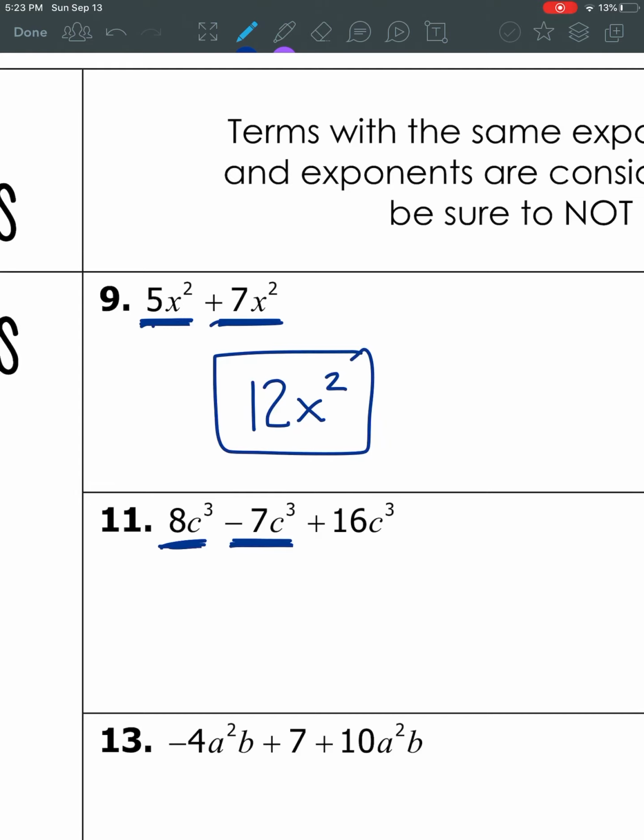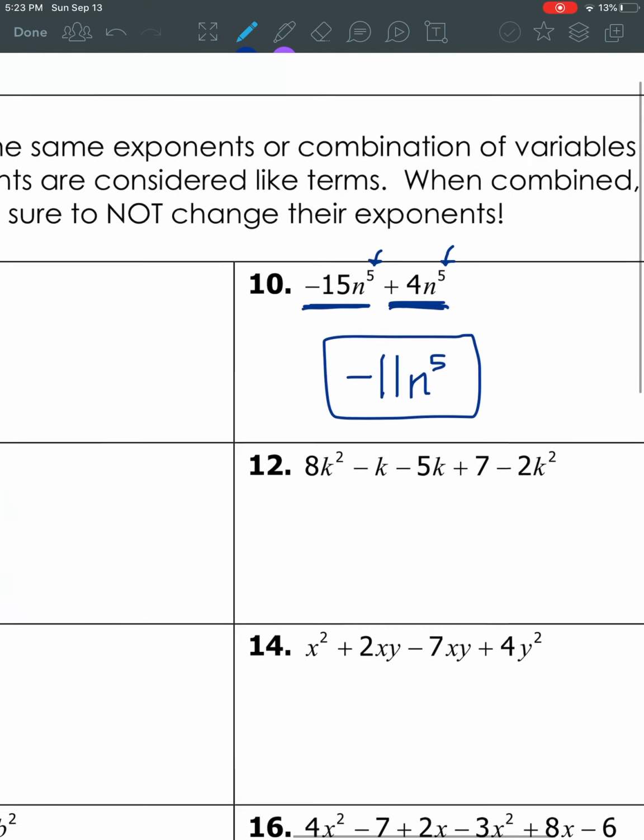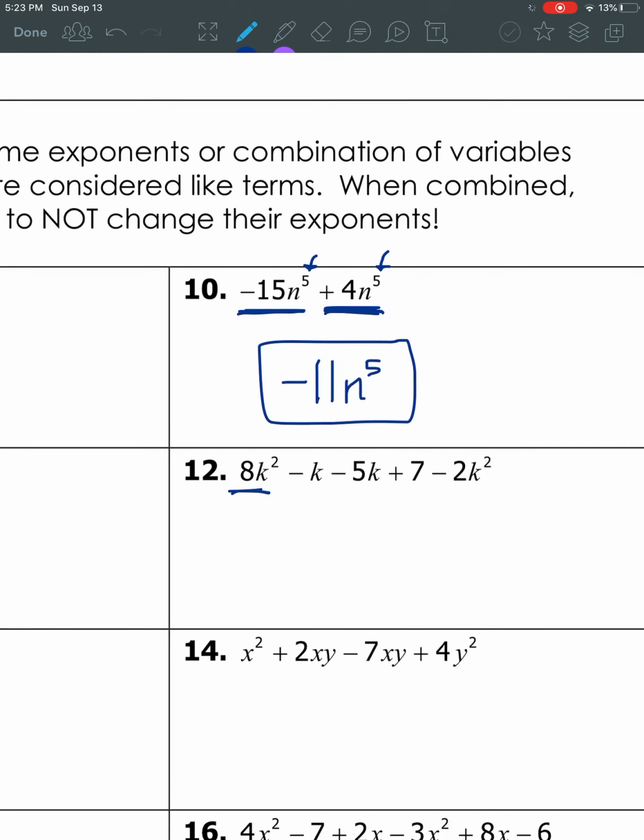Okay. C cubed. So we have 8c cubed. We have negative 7c cubed. And we have 16c cubed. So they all have the exact same exponent on them. So we can combine them all. 8 minus 7 is 1. And then 1 plus 16 is 17c cubed.